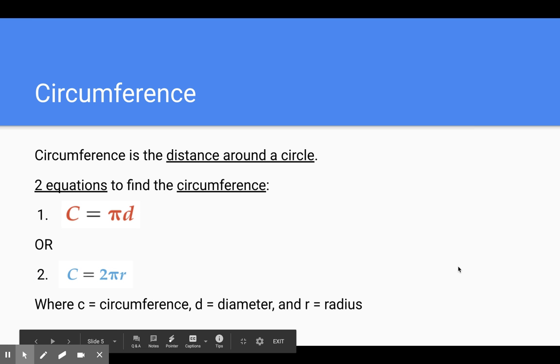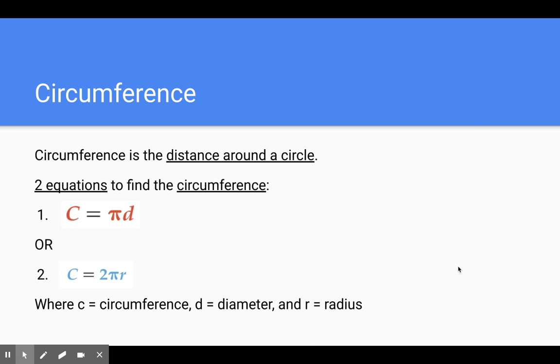Okay, circumference is the distance around a circle. We haven't talked about that in this class, but I'm sure you've learned this sometime in your mathematical career. When we think of perimeter of a square or something like that, perimeter is the distance around the edge of a shape. Circumference is just how we say the perimeter of a circle. So the circumference is the distance around a circle.